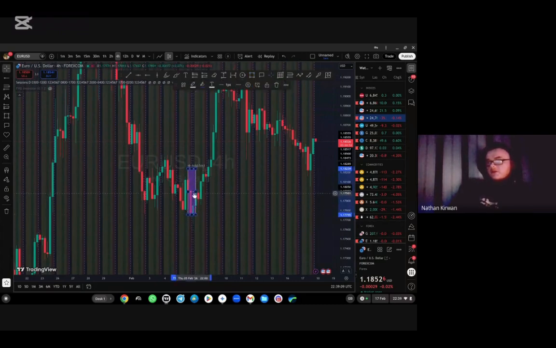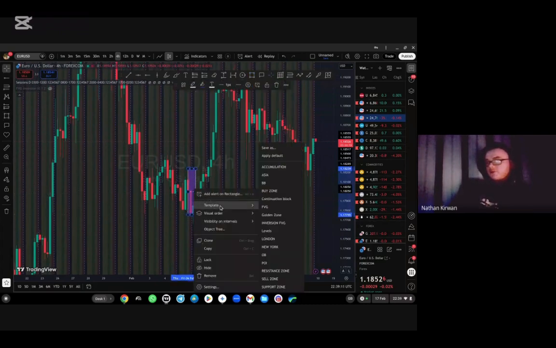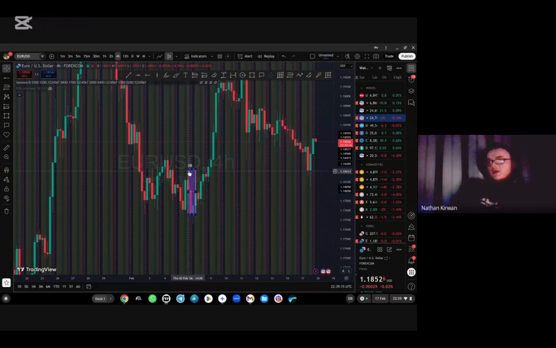Last down close candles before a sharp move up. Why is this your order block? Because these are the last down red close candles, and I will get into these two candles in a minute, just before you get confused. These are the last down close candles before a sharp move up that broke structure.